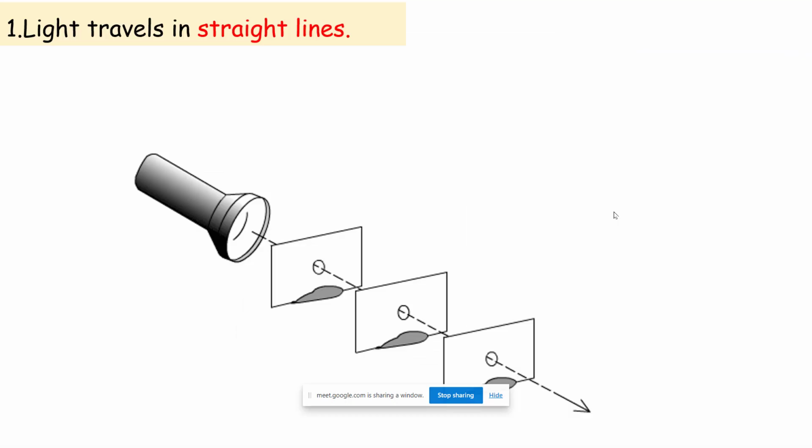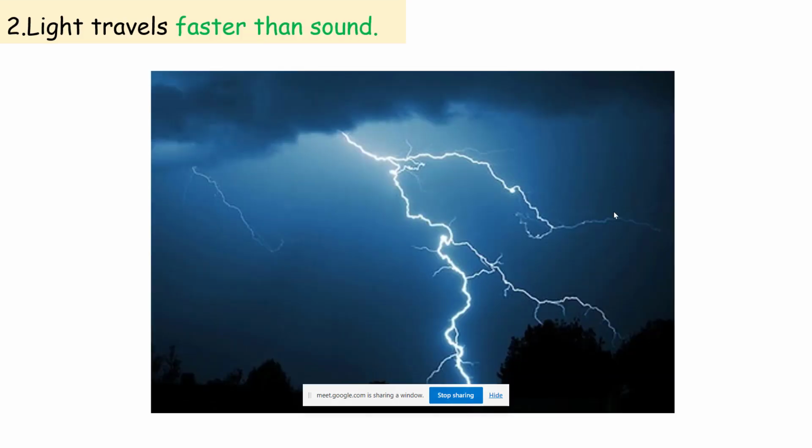Look at this one. Light travels in a straight line, right? Can you see it? Easy. You can do this experiment by yourself. Use the floodlight, and next is the paper to block the light.